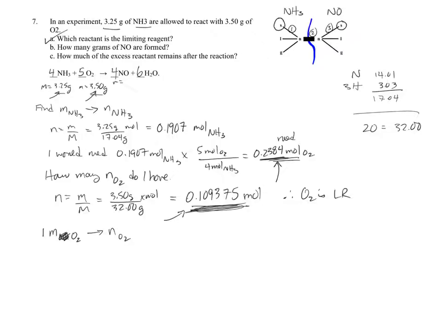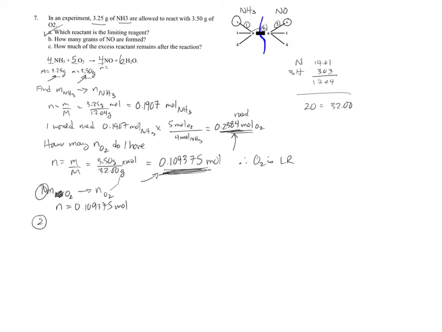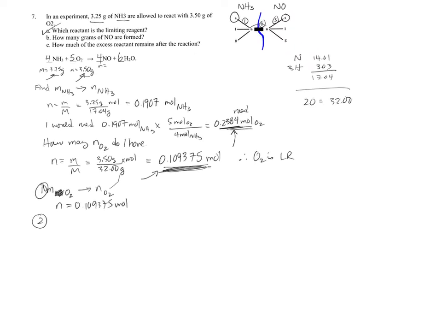Well, I just barely did that, so it's right there. The moles are 0.109375 moles of oxygen. Step 2, get across the river. Let me shrink things a bit here. There we go. Step 2, dimensional analysis.